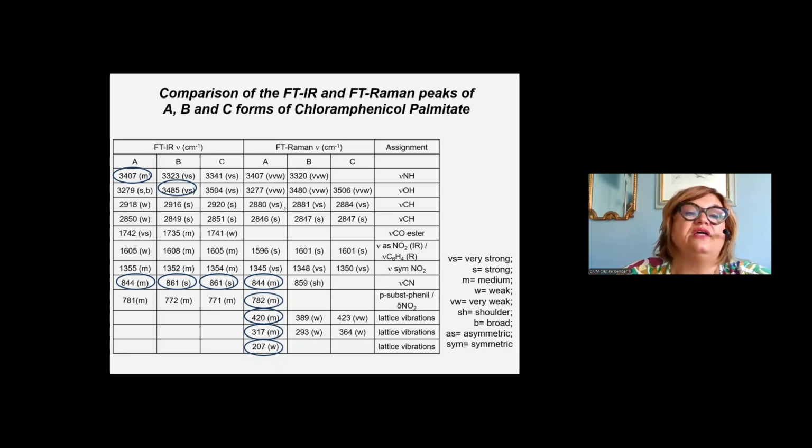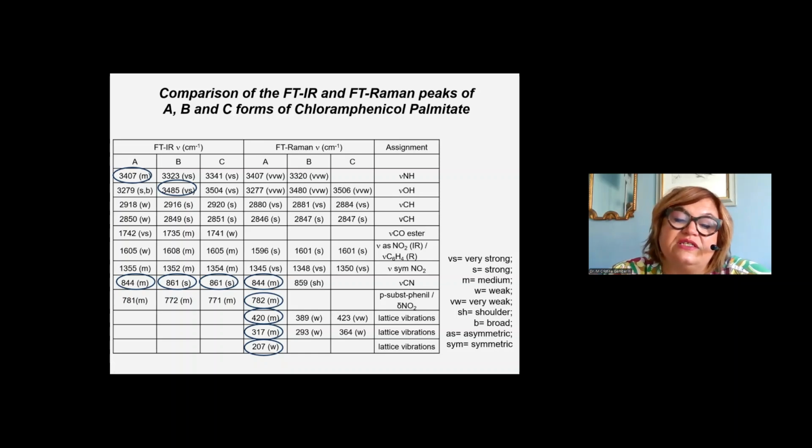So these are the reported FTIR in this column for A, B, and C, and here FT Raman for A, B, and C, and then at the end we put also the assignments. So we study, for example, that you can see that the forms really differ in few bands. For example, VS means very strong. This is a medium. This is a strong and medium. But we also study the very weak bands, to see if there are some differences. So we could differentiate.